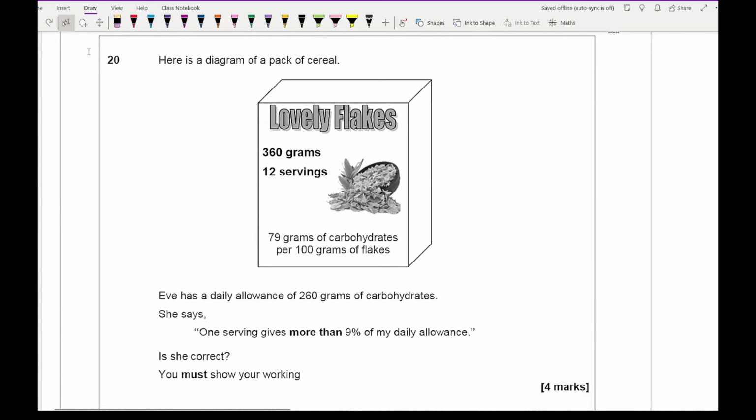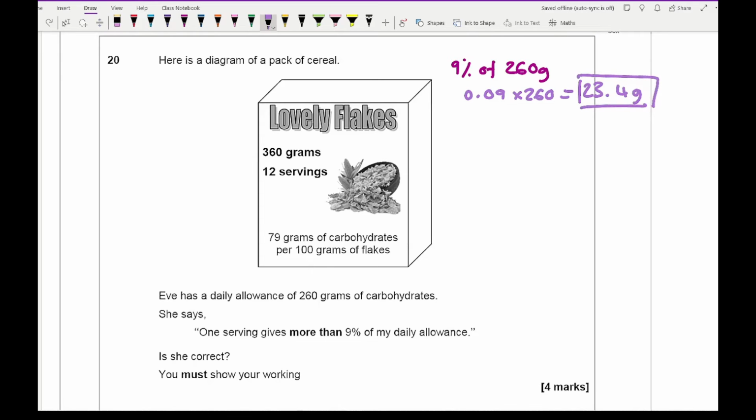Moving on to question 20, it says here is a diagram of a pack of cereal. Eve has a daily allowance of 260 grams of carbohydrates. She says that one serving gives more than 9% of my daily allowance. Is she correct? So for this, the first thing we need to do is work out what 9% of 260 grams is going to be. So to do this, if I use my decimal multipliers, that's going to be 0.09 multiplied by 260, and that comes up to 23.4 grams. So this statement, this is the actual daily allowance.